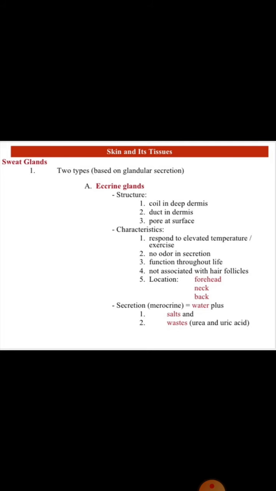Then sweat glands, 2 types based on granular secretion. Eccrine gland, that is structure coil in deep dermis, duct in dermis, pore at surface. Characteristics: response to elevated temperature and exercise, no odor in secretion, function throughout life, not associated with hair follicles, location forehead, neck, back. Secretion, that is merocrine, water plus salt and waste. The sweat has water along with salt and waste, in the form of urea and uric acid.